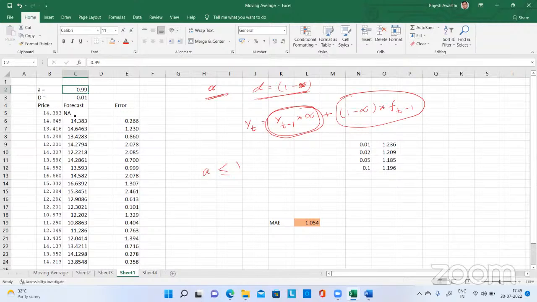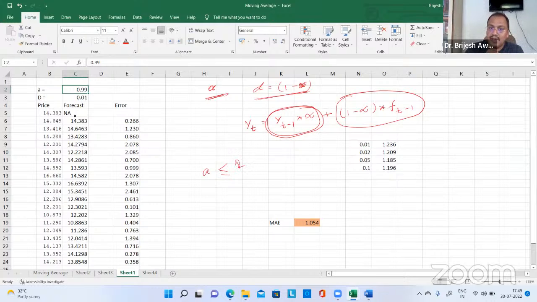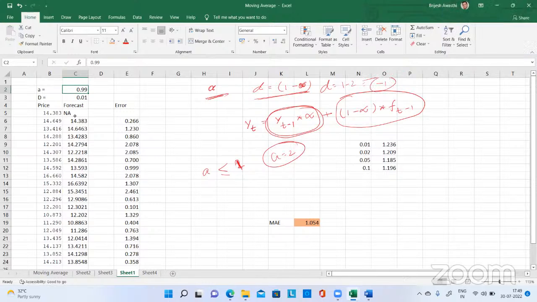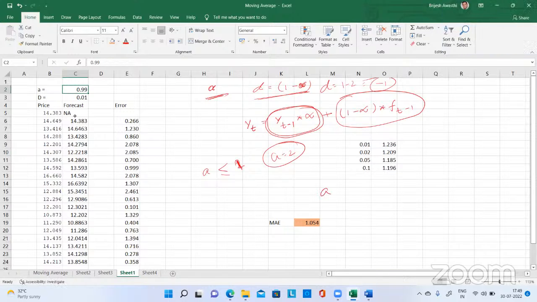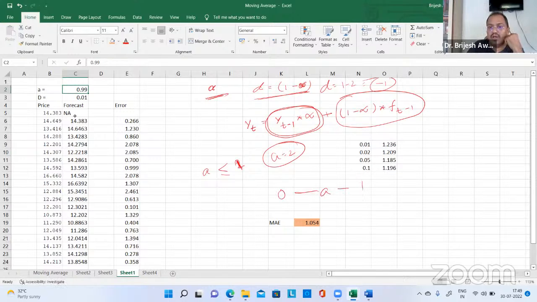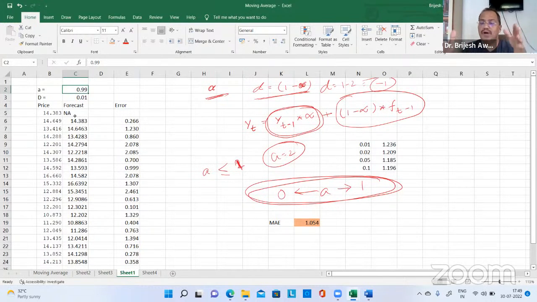Because, sir, we want the minimum error. If I take A equal to 2, what will happen? What is the value of D? 1 minus 2, that is minus 1 now. Yes, sir. And this value of error should not be negative. The value of A lies between 0 to 1 only. It is the condition. Got my point? Yes, sir.